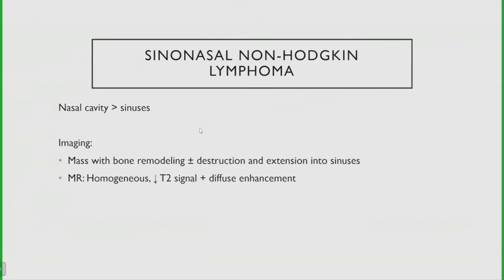Rare DD: sinonasal non-Hodgkin's lymphoma. It involves the nasal cavity more than the sinuses. The mass shows bone remodeling and destruction and extension into the sinuses. On MR, it will be homogeneous, shows diffuse enhancement, and T2 will be low signal. This case is not lymphoma. Why? It is not showing homogeneous enhancement, sir.